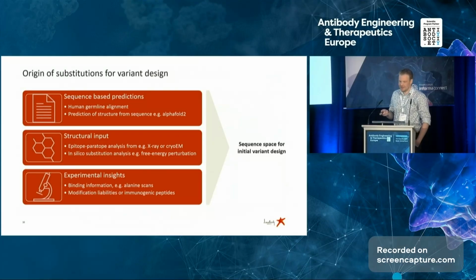That can also be simply experimental insights from different ways, alanine scans and so on, that can help us understand what the impact or contributions of some of these residues are. Also, modifications of liability sites, or even positions that are related to immunogenicity, would be of importance to account for in this work.